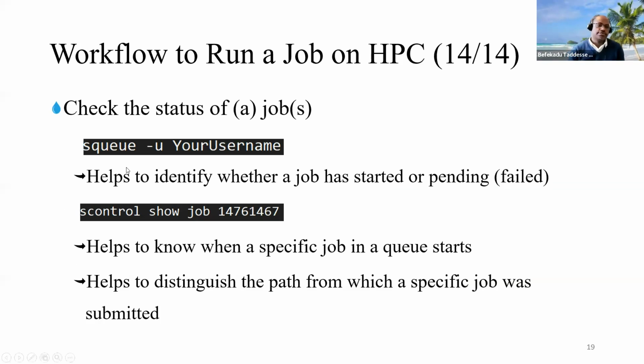So I can use the squeue command with -u and then your username to get the list of all the jobs that you have submitted, and either they are pending or they are running. Those that have failed, you won't see by using this command. And then if I'm interested in a particular job, to see more details, I can use the scontrol show job command and then provide the job ID, which I get from the squeue command. This gives me more information regarding when the job is going to start, the command that was used to submit the job, the working directory, and so on.